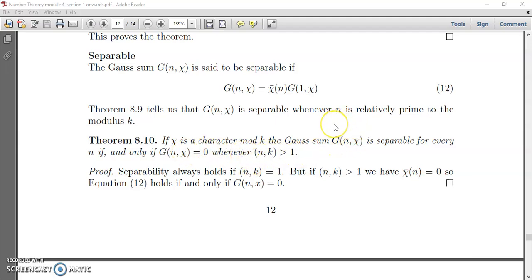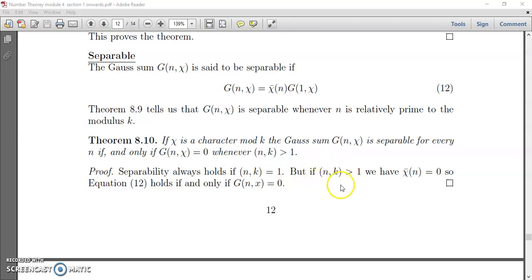For the necessary condition, we have not said anything about g of n, chi in the case where the GCD of n and k is greater than 1, because the earlier result happens only when the GCD is 1. So in the other cases also, if the Gauss sum is separable, then g of n, chi is 0, that is, when the GCD of n and k is greater than 1. This is what we have to prove. But the proof is quite simple, because separability always holds if the GCD of n and k is 1. That we know from the previous theorem.